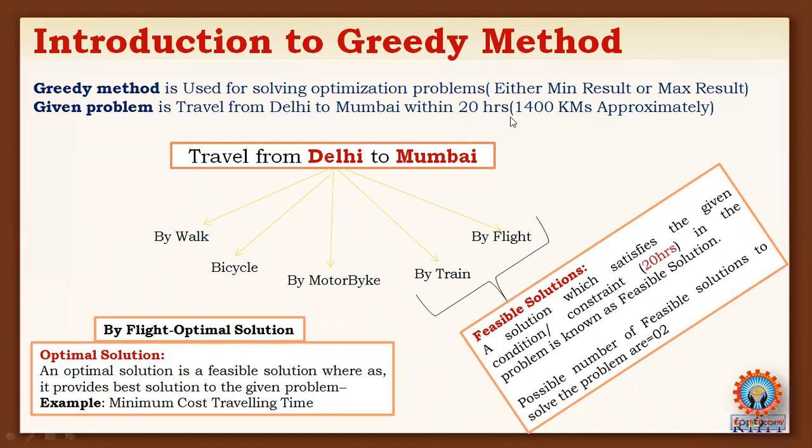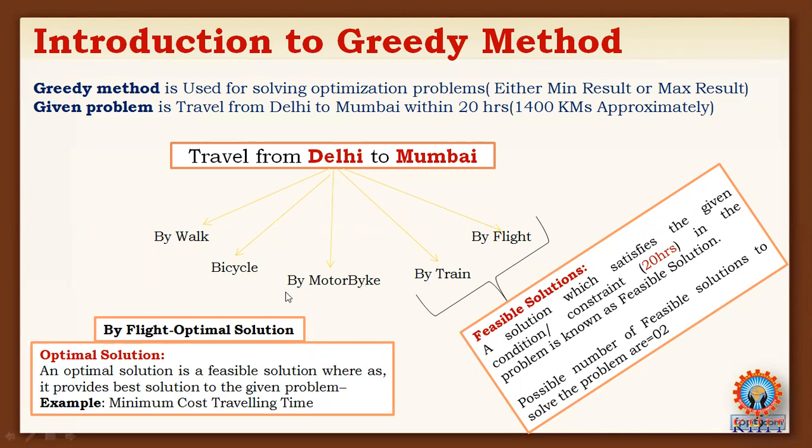We need to check. That is impossible. Within 20 hours by walk, we cannot travel 1400 kilometers. So it is not considered as a feasible solution because the solution is not satisfying the constraints of the given problem. And by bicycle also, we cannot reach the destination point within 20 hours. And the third solution, by motorbike, also we cannot reach.